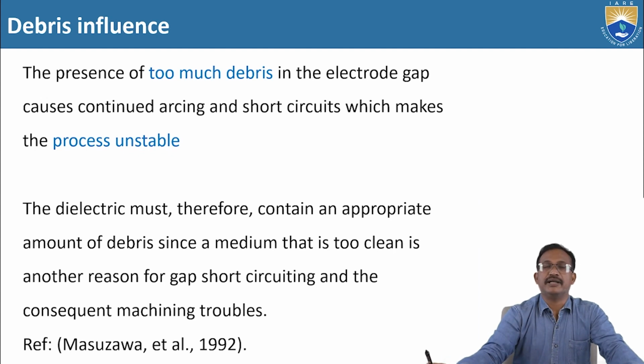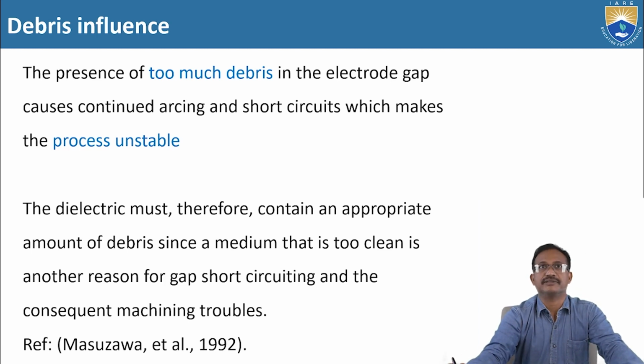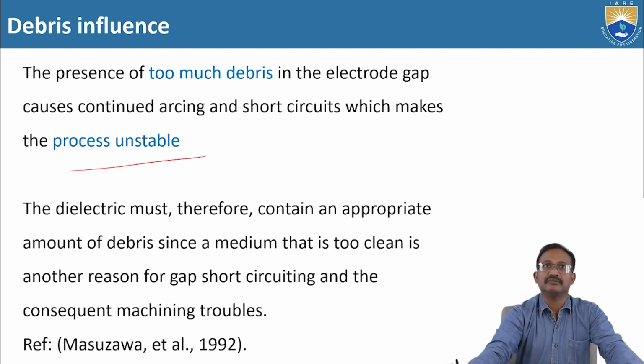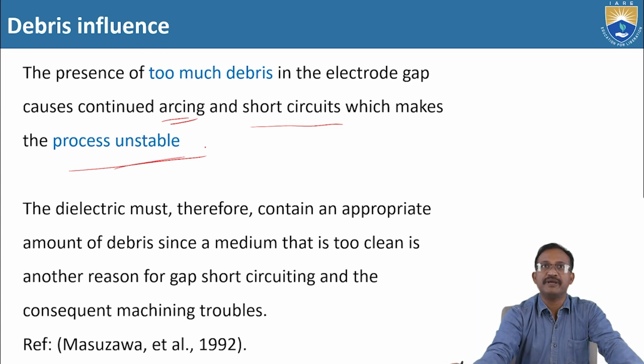Regarding debris, let us see the debris influence on the material removal rate. The presence of too much debris in the electrode gap causes continued arcing and short circuits, which makes the process unstable. So because of this debris, what is happening? Too much debris in the electrode gap causes continued arcing and short circuits, which makes the process unstable. There should not be continuous arcing and short circuits.